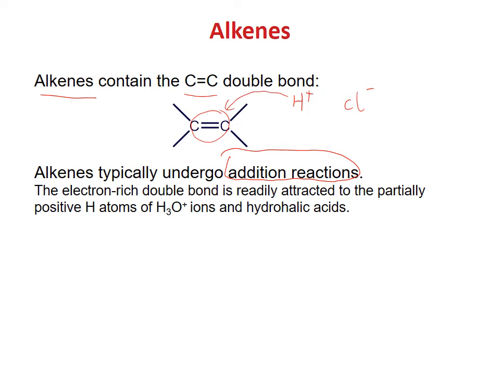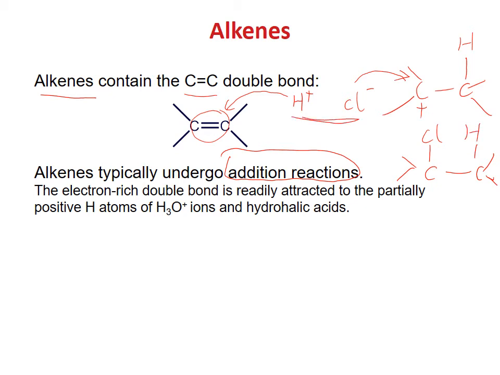the pi bond, because it is electron rich, so it forms a new carbon-hydrogen bond, and at the same time, the other carbon becomes positively charged, and the chloride ion will react with this carbon and form a carbon-chloride bond. So the net effect is that hydrogen chloride adds to the carbon-carbon double bond to form a carbon-chloride bond and a carbon-hydrogen bond. So it's an addition reaction.